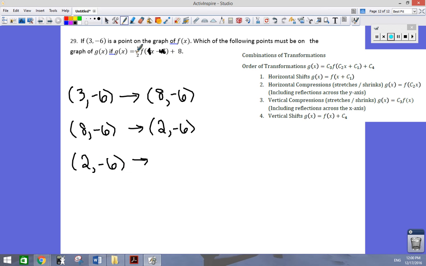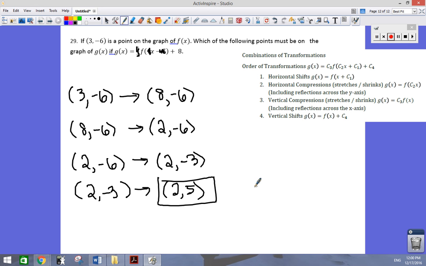I go outside to the output of the function. That affects the y-coordinate. I do it in the normal way. Please excuse my dear Aunt Sally. I do multiplication before addition or subtraction. I take 1/2 times y, and half of the y-coordinate is negative 3. And then this negative 3, we add 8 to it because we shift the graph up 8 units, and we've got 2 comma 5. So that's our final answer.